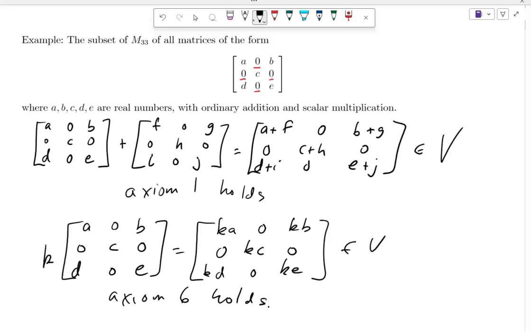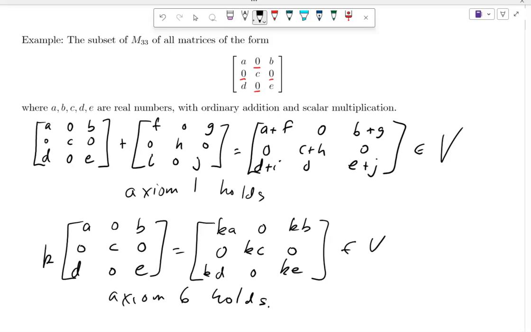What about additive inverses? How do you take the additive inverse of a matrix? What do you do? Yeah, just do the negative of each of the entries, right? Do the opposite of each of the entries. Does that have the right form then too? Yeah, because the opposite of 0 is 0, correct? Okay. So axioms 4 and 5 also work.